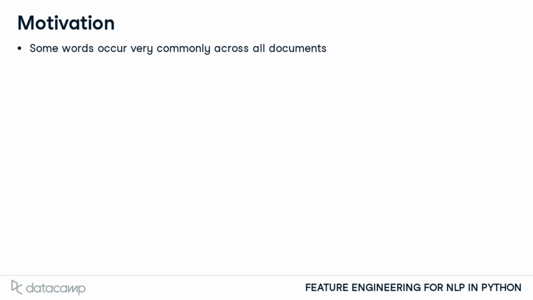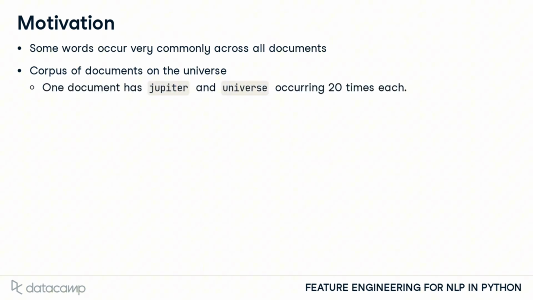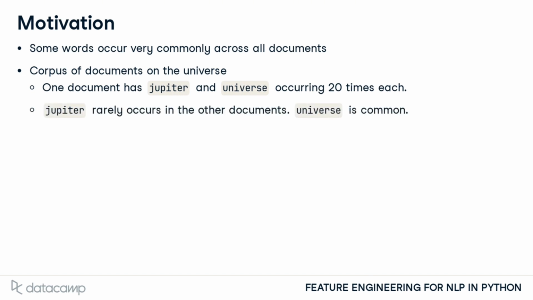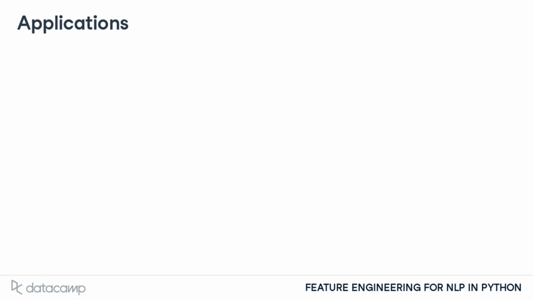Consider a corpus of documents on the universe. Let's say there is a particular document on Jupiter, where Jupiter and universe both occur 20 times. However, Jupiter rarely figures in the other documents, whereas universe is just as common. We could argue that although both Jupiter and universe occur 20 times, Jupiter should be given a larger weight on account of its exclusivity. In other words, the word Jupiter characterizes the document more than universe.